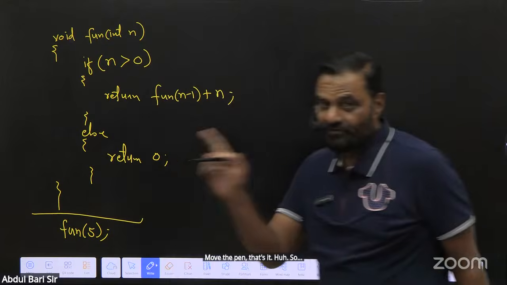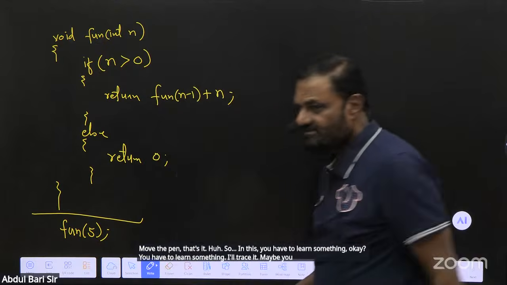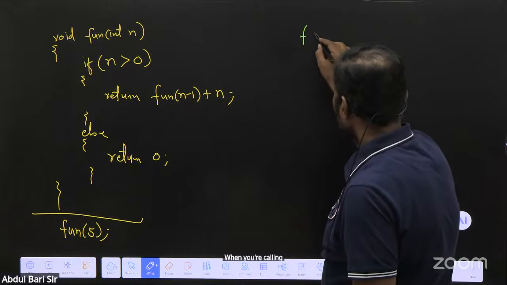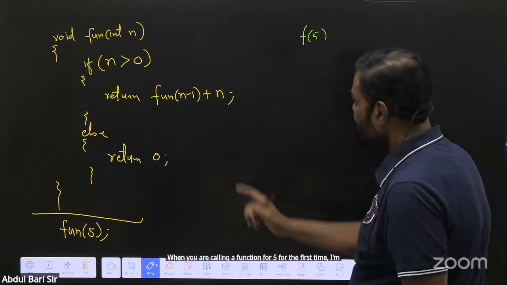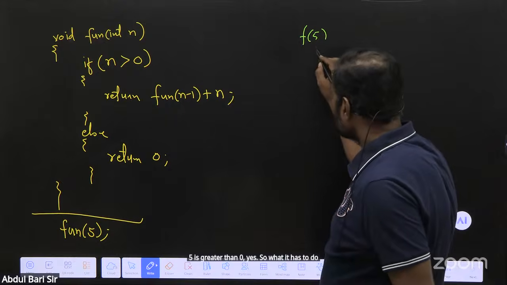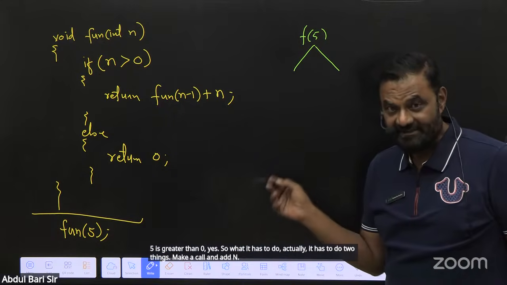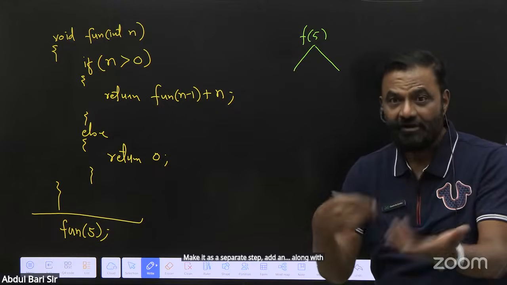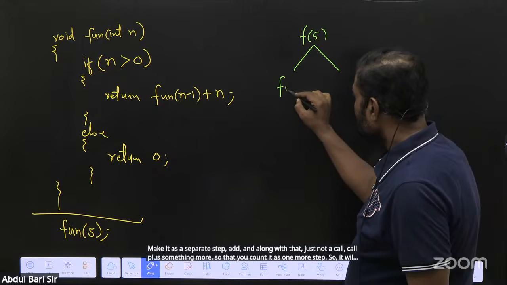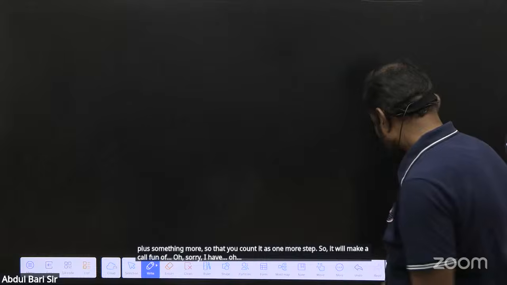In this, you have to learn something. I'll trace it. Maybe you have traced and got the answer, but you have to make one observation here. When you call the function for 5 for the first time, I'm just writing f of 5. 5 is greater than 0, yes. So what does it have to do? Actually, it has to do two things: make a call and add n. Make add n a separate step. It is not just a call, but a call plus something more, so you count it as one more step. So it will make a call, fun of, oh sorry. Undo. Yes.